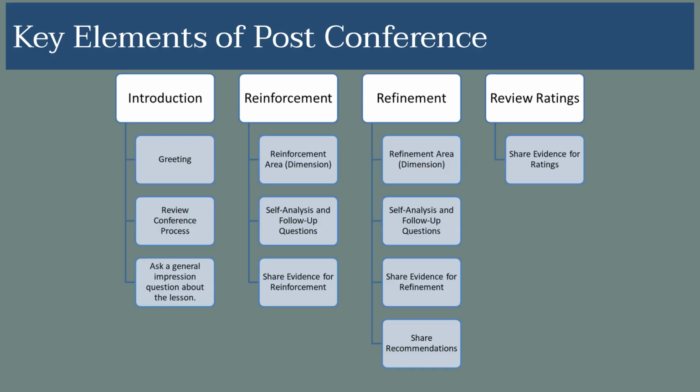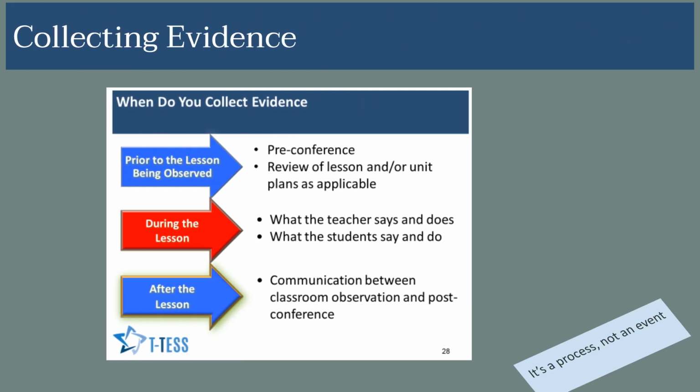Review ratings. Finally, we look at the rubric holistically and review the evidence supporting your overall dimension ratings. To reinforce our mantra, evidence collection is a continuous process, not a single event. Evidence is gathered prior to the lesson through the pre-conference and a thorough review of your lesson or unit plans. Evidence is gathered during the lesson by scripting the words and actions of both you and your students. And evidence is gathered after the lesson through follow-up communication between the actual observation and the formal post-conference.